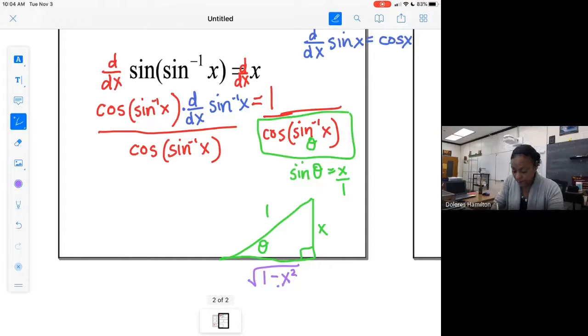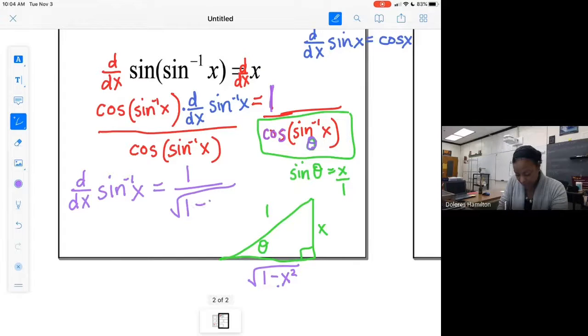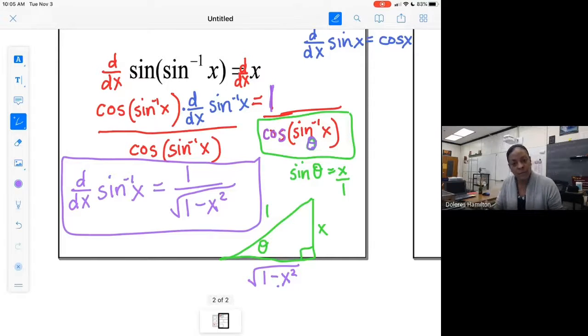So remember, they're asking us for cosine of this angle theta. Now I'm going to look at that right triangle and take the cosine of it, the adjacent over the hypotenuse. And that leaves us, clean this up, with the derivative of inverse sine of x, that's what's in blue, equal to 1 over, what is cosine of theta? It's adjacent, which is the square root of 1 minus x squared, over hypotenuse, which is 1. And there is my derivative formula for inverse sine.